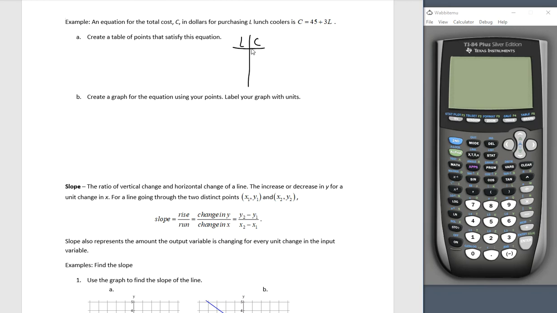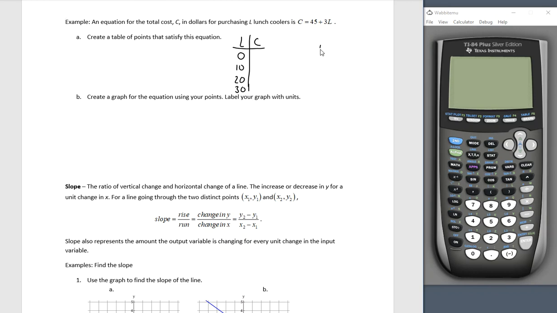Each time our input is L. Are we going to have a negative number of lunch coolers? No. I would say 0 is the smallest, and then maybe I'll do 10 and then 20. Maybe I'll throw in a 30. Let's see.